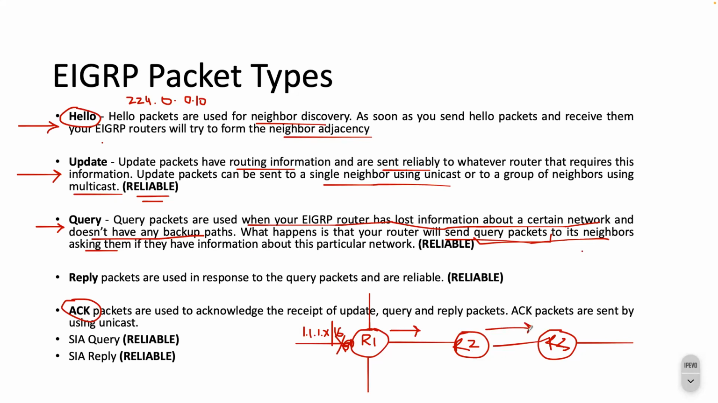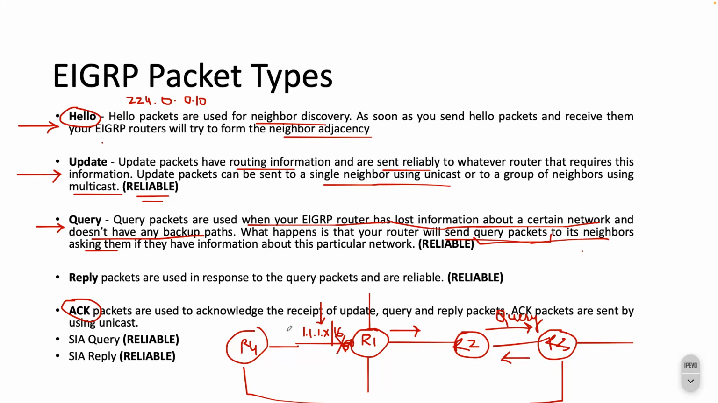Do you have any other route for 1.1.1.x? It may have some connectivity via R4. So it sends a query packet to all its neighbors, and if they have any information about the lost network, they will send a response back. Basically, converging the topology, nothing else.